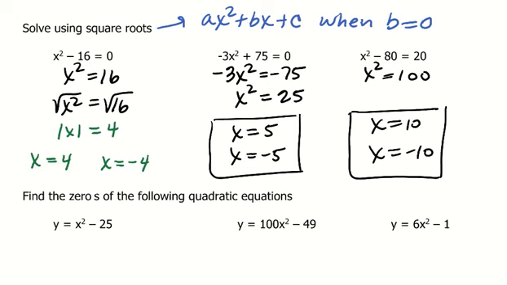I just added 80, and then I took the square root of both sides, not forgetting the plus or minus, because there's two numbers that I could square and get 100. I could square 10 and get 100. I could also square negative 10 and get 100.